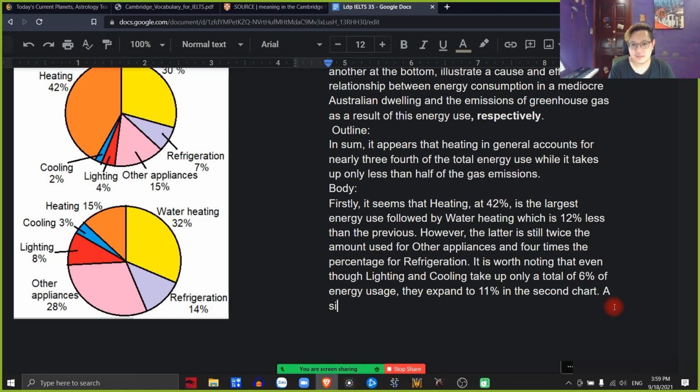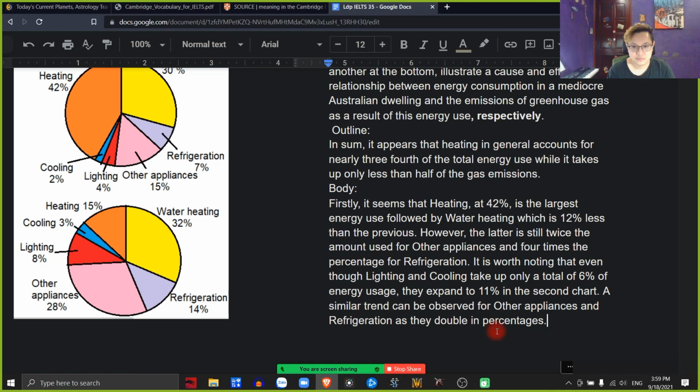And then a similar trend can be observed for other appliances and refrigeration, as they doubled in percentages.